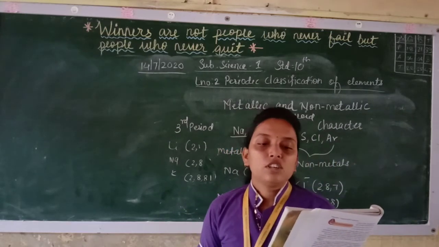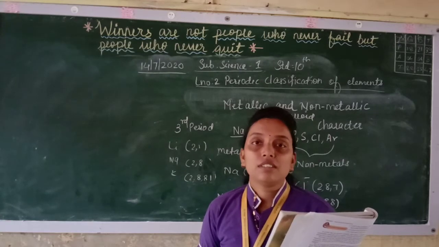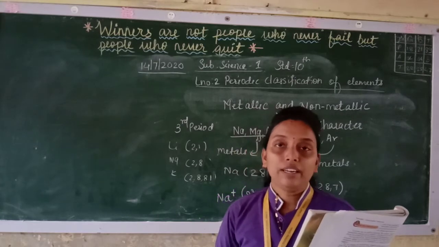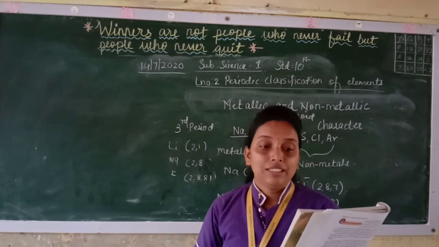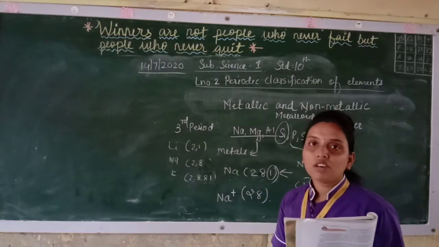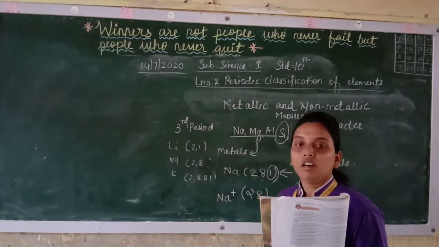Due to this, the tendency of the atom to lose electrons increases further. So the metallic character of an atom is its tendency to lose electrons. Therefore, the following trend is observed. What trend is observed? That the metallic character of the elements increases down the group because they are becoming more electropositive. So metallic character is increasing down the group.